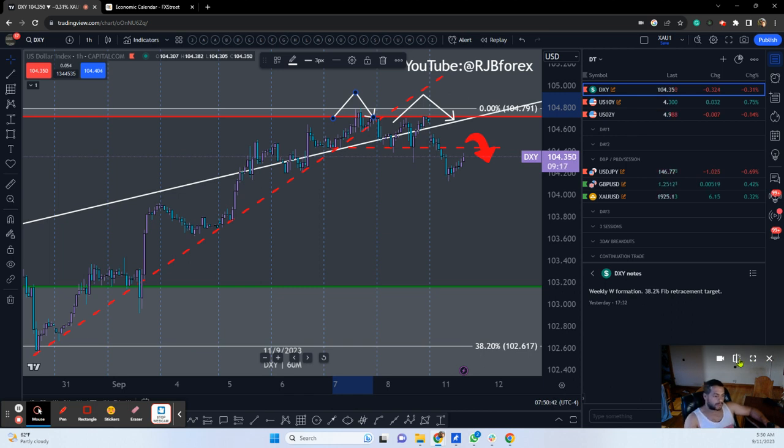Yep. Dollar to fall from resistance. It looks like the dollar could fall again. Certainly does.